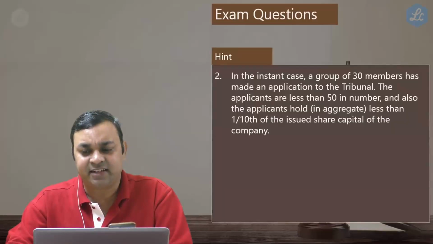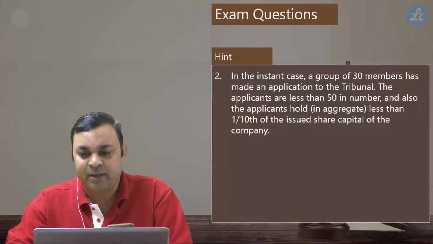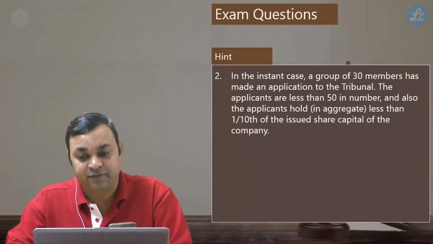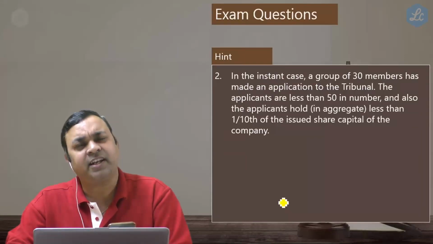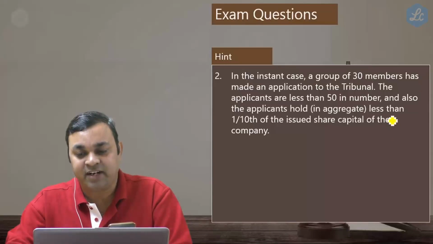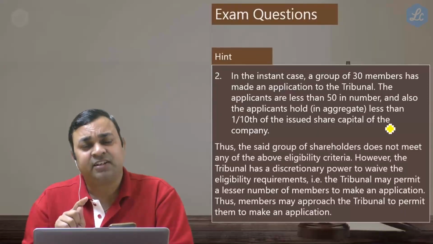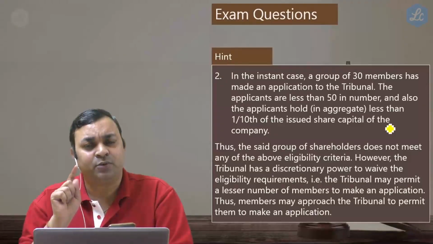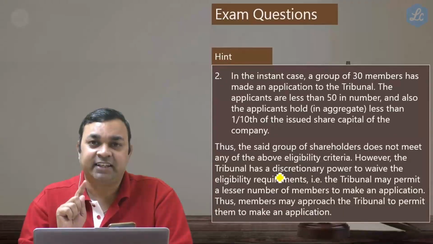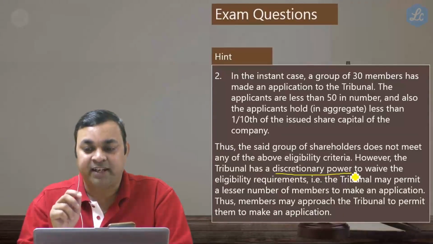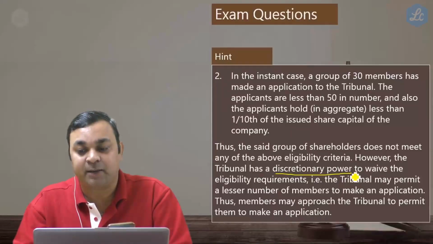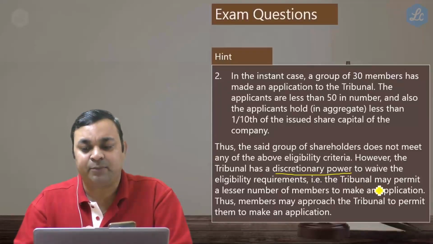Now this is hint 1, and there is a hint 2 which says that in the instant case a group of 30 members have made an application to the tribunal, which is less than 50 members, and they are also holding less than 1/10 of the issued share capital. Thus, the said group of shareholders does not meet any of the above criteria. However, there is a discretion available to the tribunal, like they can allow those persons to make an application. Thus, members may approach the tribunal to permit them to make an application.